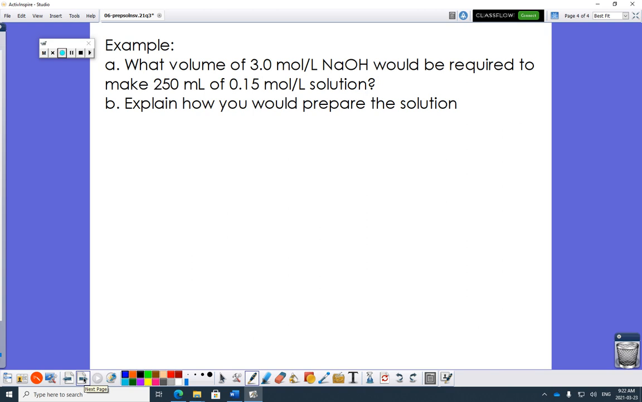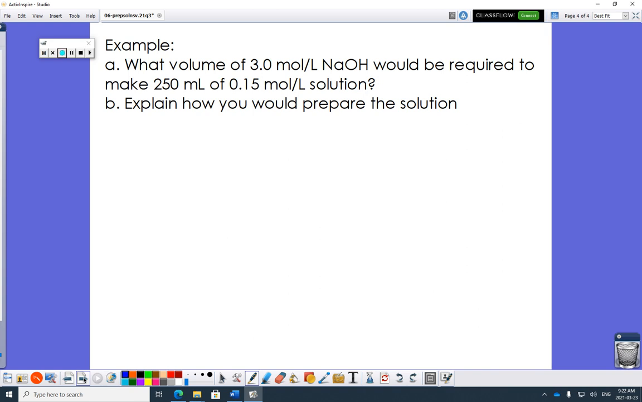So what volume of 3 molar sodium hydroxide would be required to make 250 milliliters of a 0.15 molar solution? So this concentration, the 0.15, is obviously much, much less than the 3. So how much of the 3 are we going to take out to make the less concentrated solution? If you like to write out your data, that's great. But you can also think of the logic of what's happening here.